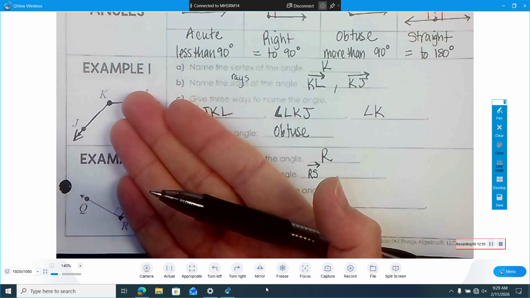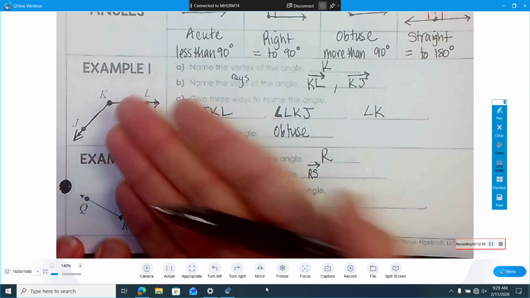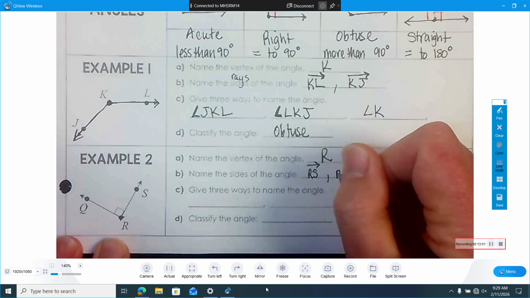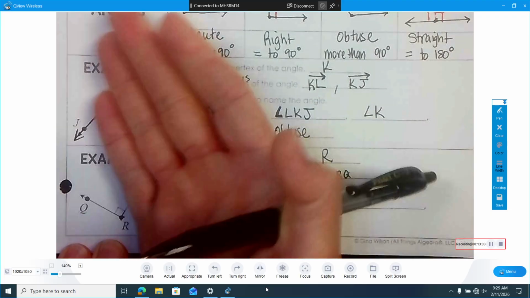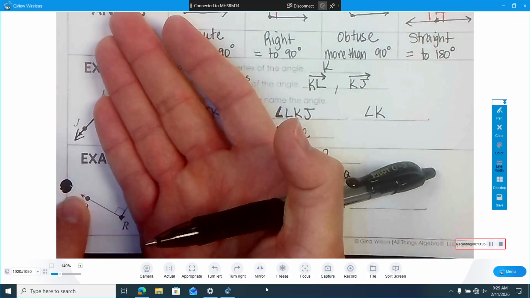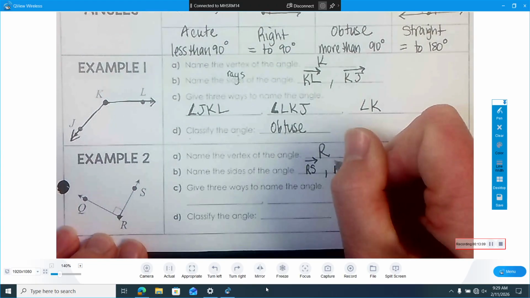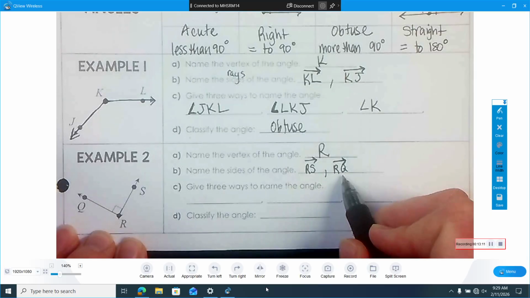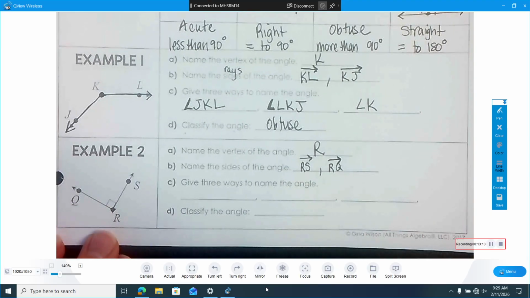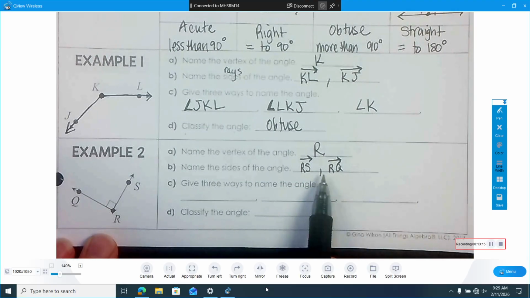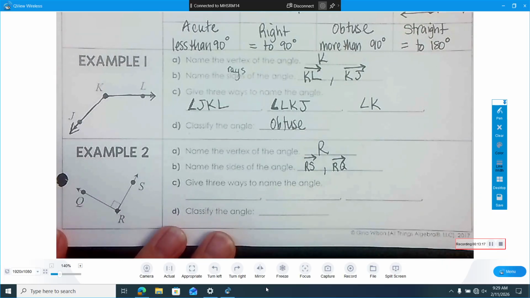What's the other side going to be called? RQ, yeah. So RQ, it starts at R and it extends because of the arrow. It keeps going through Q. So it starts at R and keeps going through Q. So again, make sure you have those little arrows on top. They're super important. What's one way to name this angle?